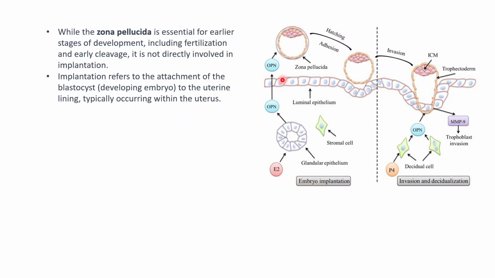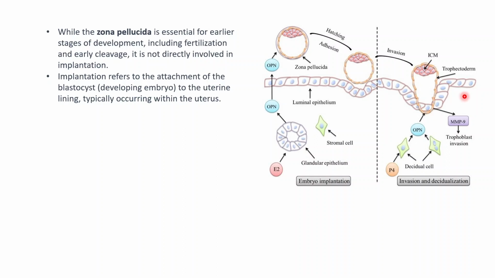So we have zona pellucida hatching, which causes adhesion of the embryo to the endometrial lining, the luminal epithelium, with the trophectoderm. The trophectoderm needs to be exposed so as to interact with the endometrial lining. Yes, Ajay, you have something to say.